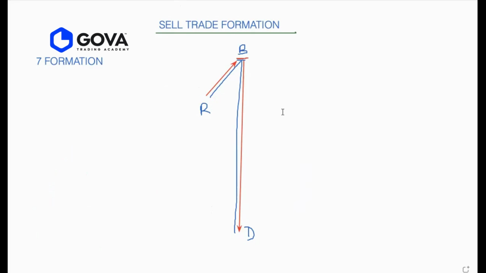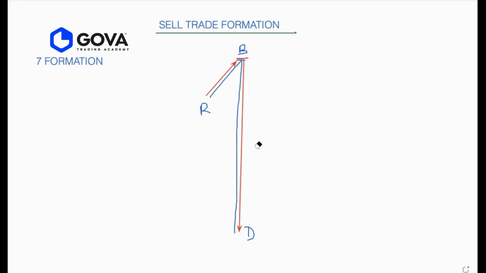So in short, this is the number 7 formation. We call it the number 7 formation, the number 7 shape, okay? We also call it rally-based drop, also known as RBD. So that is it on this sell trade formation.